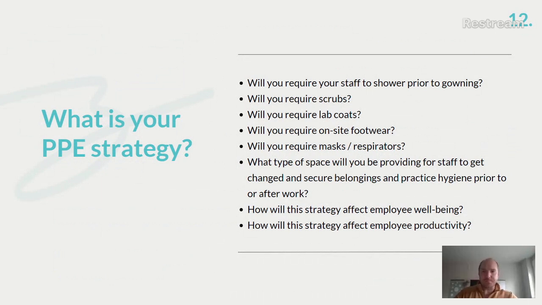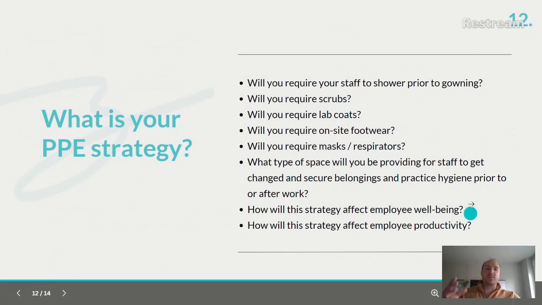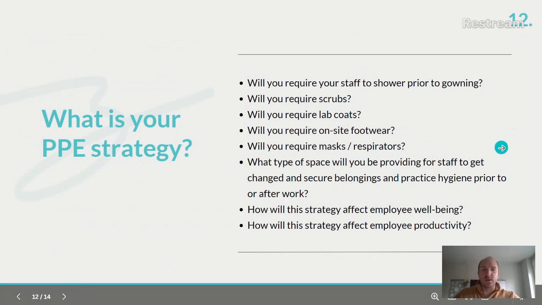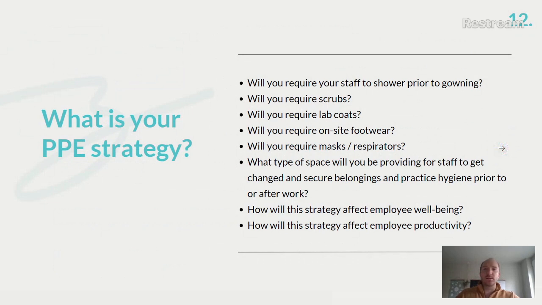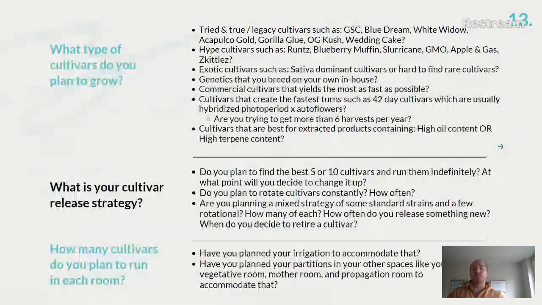And ultimately, if we have everything designed in flow, we will have as productive an employee as possible, which will lead to the greatest amount of revenue and ultimately the greatest level of profitability. This is my last slide here, and I've already touched on one of the questions, so we've got two left. What type of cultivars do you plan to grow, and what is your cultivar release strategy?